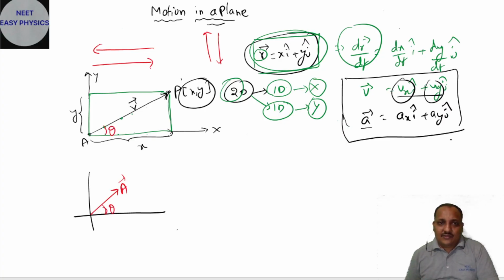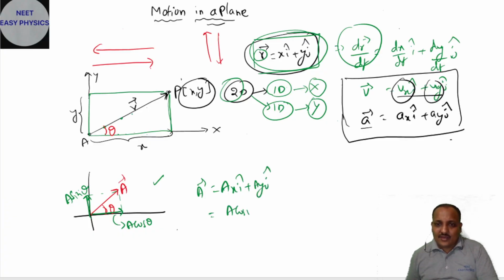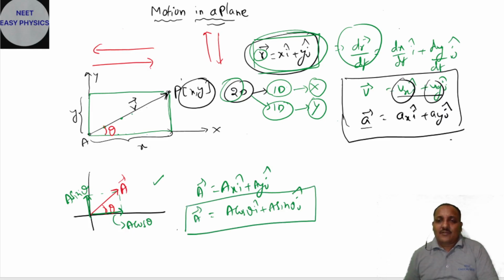Now if you resolve this into two components, this is A cos theta, this is A sin theta. We gave this in basics, so I'm not going to discuss it again. A bar equals ax i cap plus ay j cap, so a cos theta i cap plus a sin theta j cap. Ax is the horizontal component and ay is the vertical component. Same for velocities and positions.